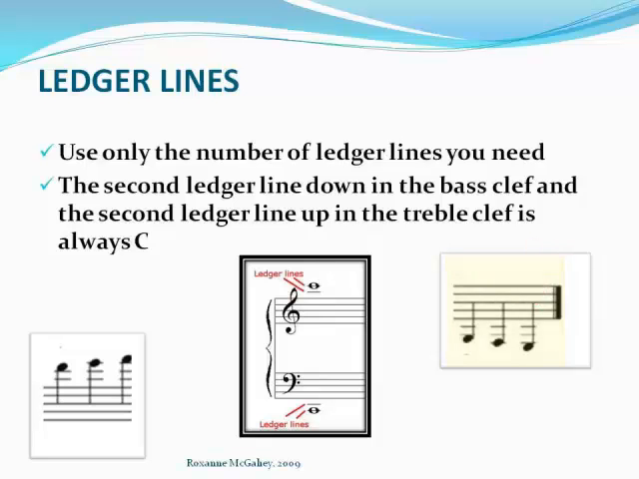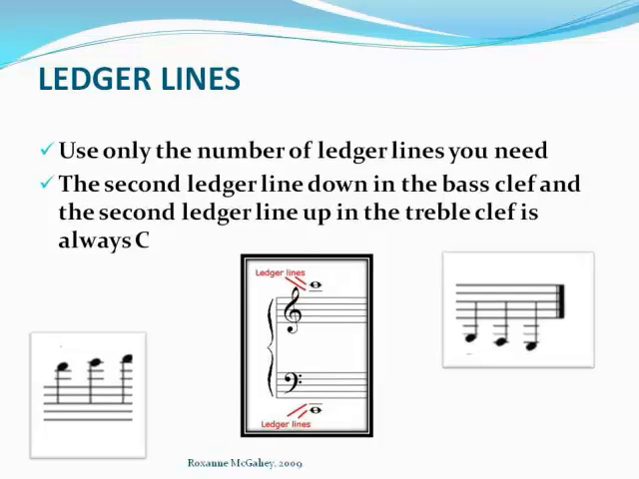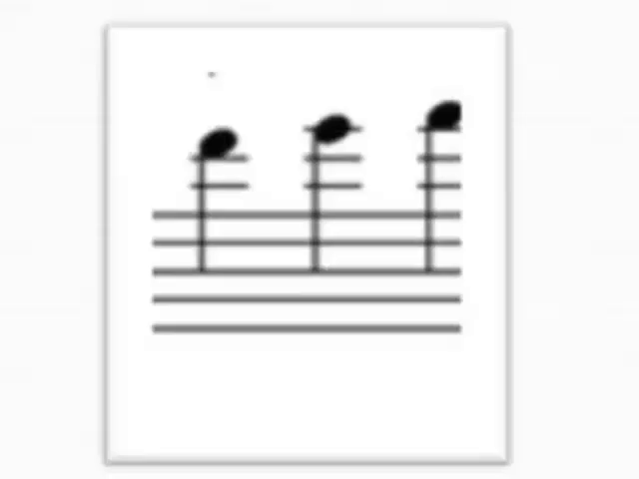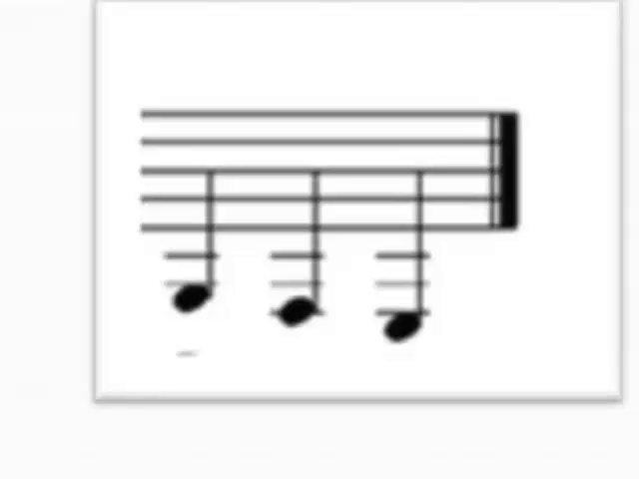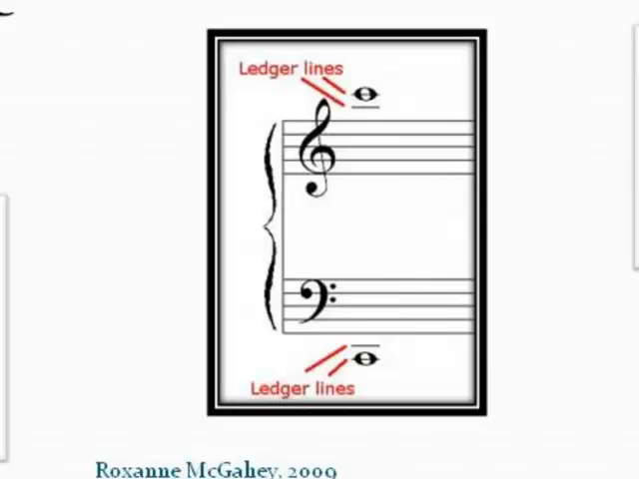Let's look at these examples. The space notes have nothing above them. The same applies for the second example. Remember your second ledger line landmarks. In the bass clef and the treble clef, the second ledger line is all we see. These two important landmarks are going to make counting ledger lines so much easier.